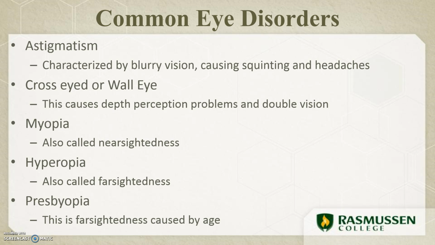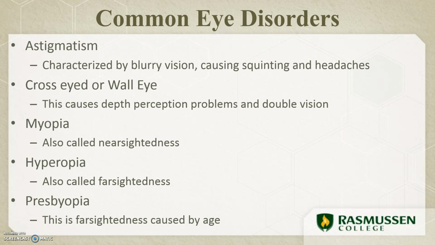And then lastly, we have presbyopia. This is similar to farsightedness, but it's actually directly related to the aging process, meaning that a patient has lost the elasticity in their eyes and in their eye muscles, which has caused them to have farsightedness as they have gotten older. All right, so that's where I'm going to stop for chapter 26.